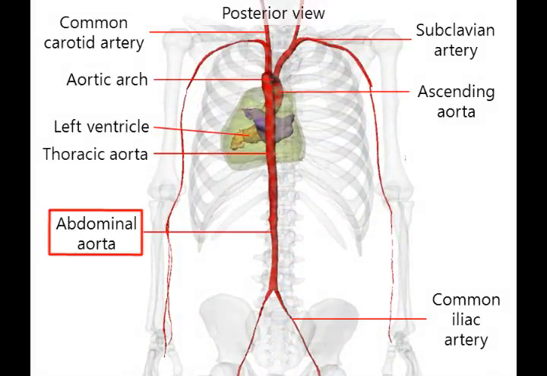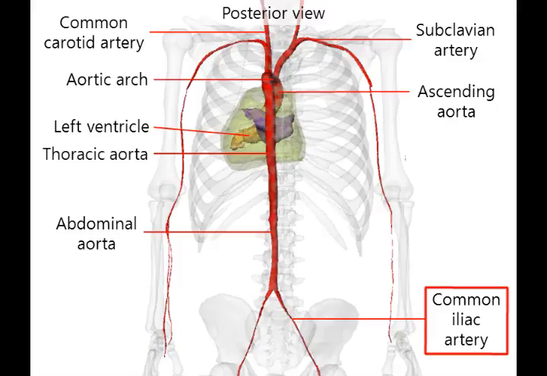The abdominal aorta divides into two common iliac arteries. The common iliac artery is an artery that supplies the pelvis, perineum, and lower limbs.